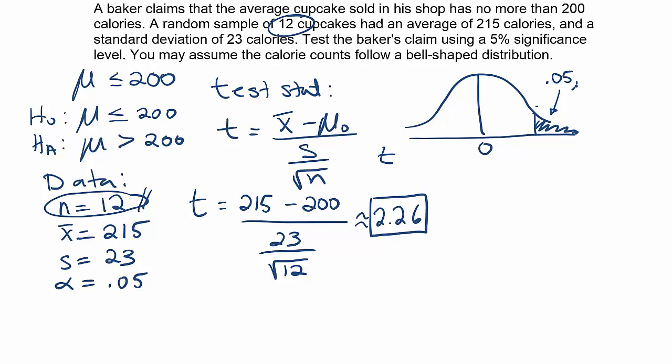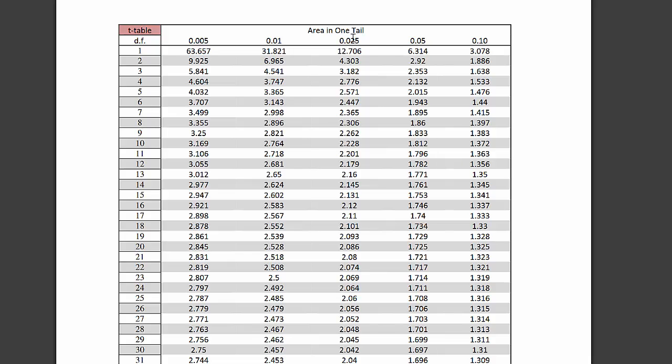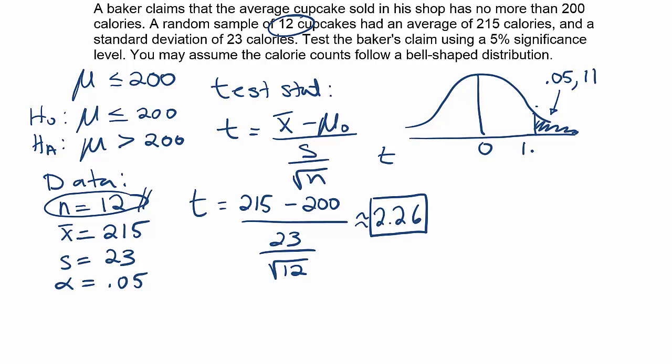The one major change with the t-test compared to the z-test is that for the t-test I'll need degrees of freedom, which means I just take n and subtract 1 from it and end up with 11. So I have 11 as my degrees of freedom. I have 5% in one tail. Let's go to our table and look that up. Area in one tail, 5%, and we go down to 11 degrees of freedom, and we get 1.796. So this critical value is 1.796.